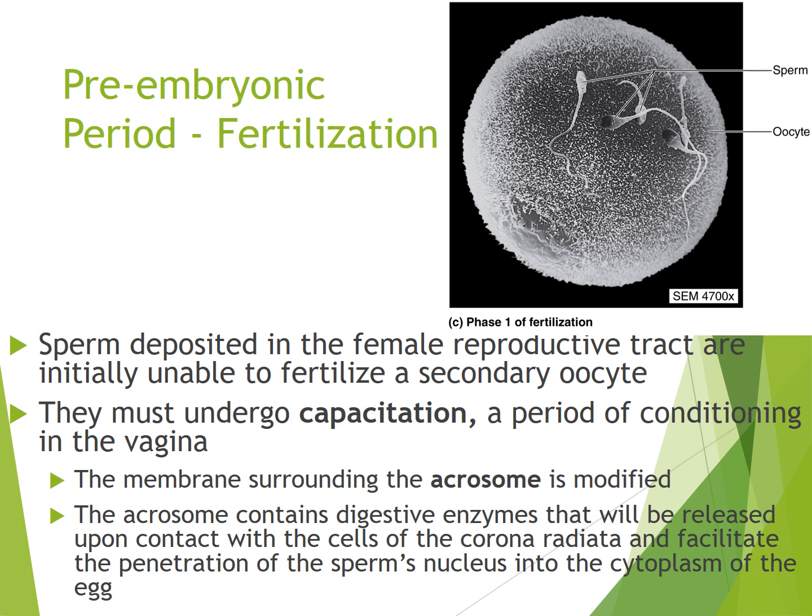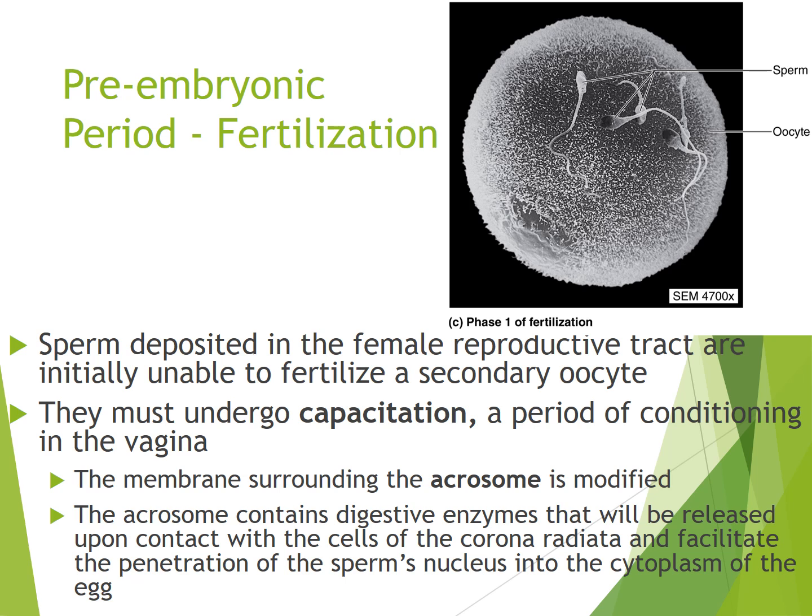The acrosome, which is the tip or the head of the sperm, also has digestive enzymes that can break down the protective layers around the secondary oocyte. These enzymes are released when the sperm comes into contact with the secondary oocyte so that it can easily penetrate through the different layers of the oocyte.